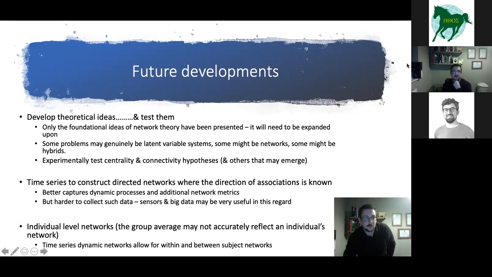And when talking about directed networks from time series data, we can also access individual level information. So we can get networks at the group level, but each individual that we've studied over time can also have their own individual network. This is important because sometimes the systems we're dealing with, the group average might not accurately reflect an individual's network. So this allows us to study the between and within subject effects and potentially start individualizing things.